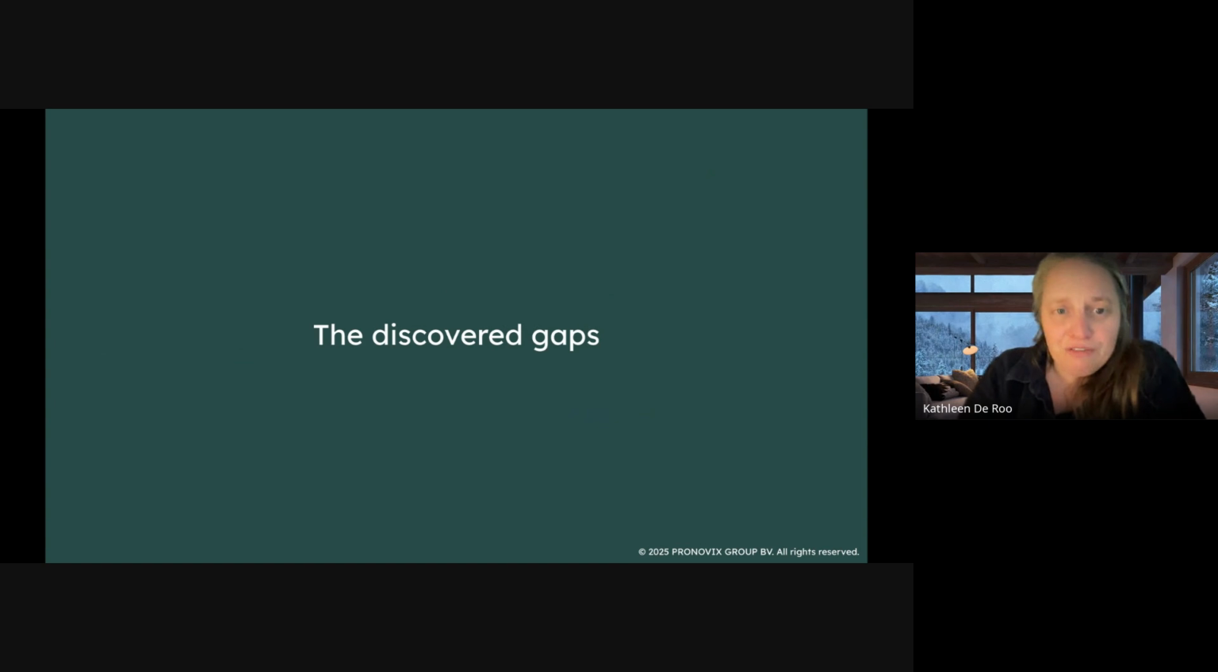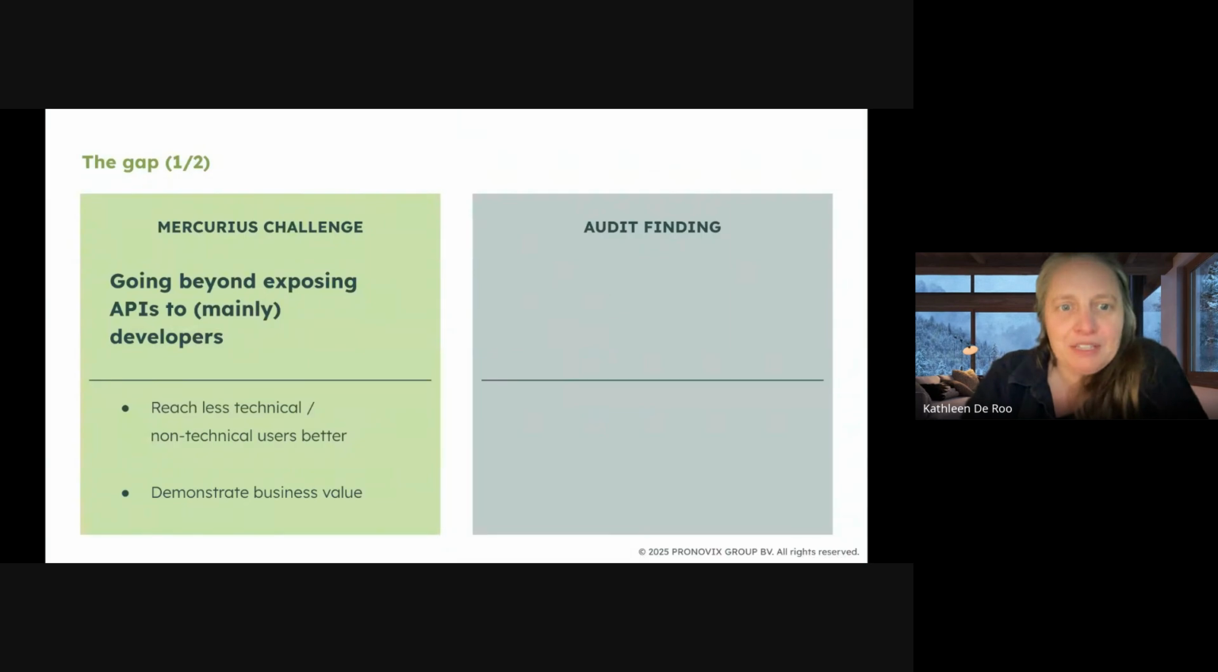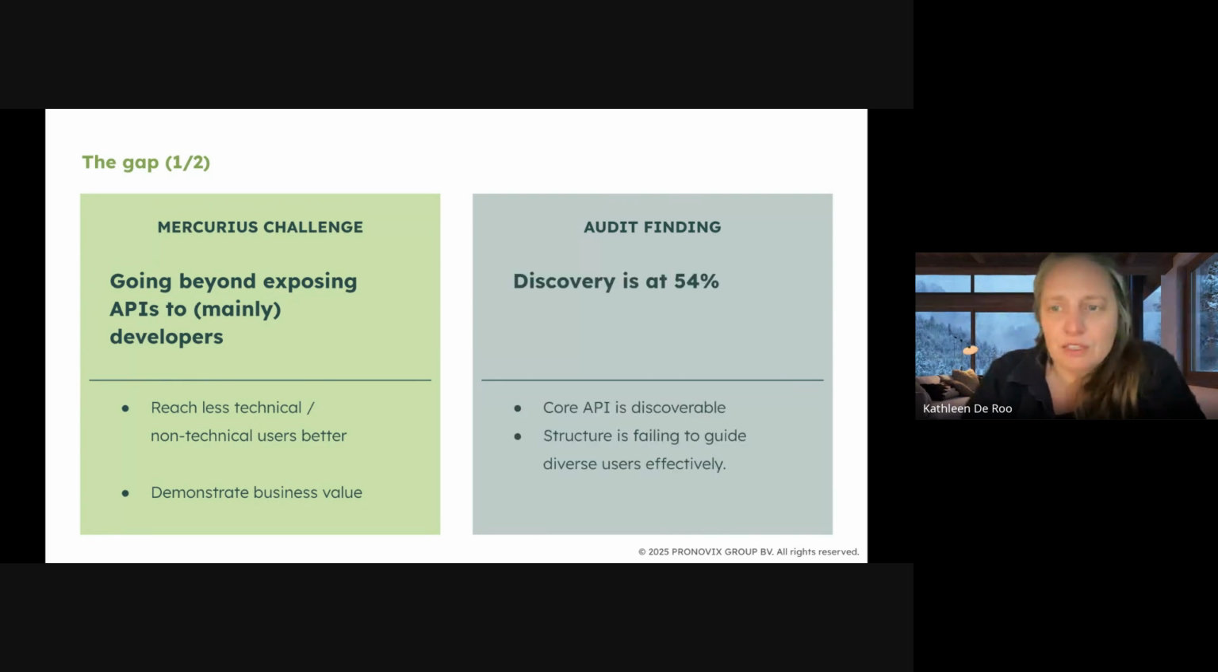What can we derive from the results? Looking at the gaps we discovered, let's put our bank's challenges on the left and reality checks on the right. One challenge dealt with how to go beyond exposing APIs to mainly developers and expose services to less technical audiences and demonstrate business value. Our audit shows that discovery is not scoring too high.